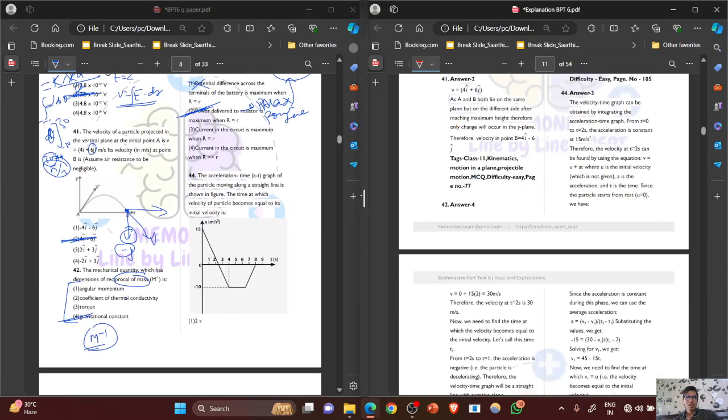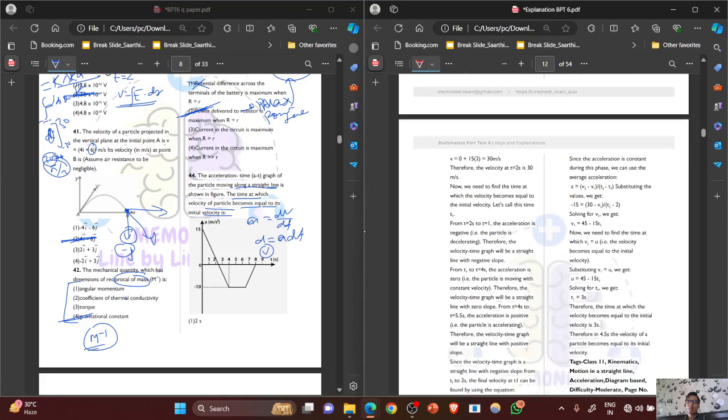Acceleration time graph, particle moving in a straight line. The time at which the velocity of the particle becomes equal to its initial velocity. Okay, it is asking that the acceleration time graph is given; acceleration equals what? dv by dt. So velocity will be the integral of a dt. Velocity is the area of this. So it is asking the time at which the velocity of the particle is equal to the initial velocity. So how can you calculate the initial velocity? First, you need to calculate the initial velocity. So at t equals 0, its acceleration is this.